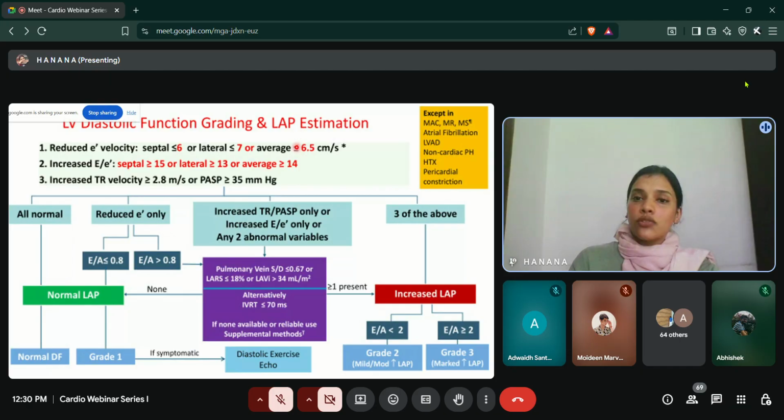Okay, so the average value is less than 6.5, or if the E by E dash value is increased, we get an E value and an E dash value, we divide it and we will get a value of 15 at the septum, a lateral value of greater than 13, and an average value of greater than 14. Please learn all these values by heart. Okay, it's very important, so please learn all these values by heart.